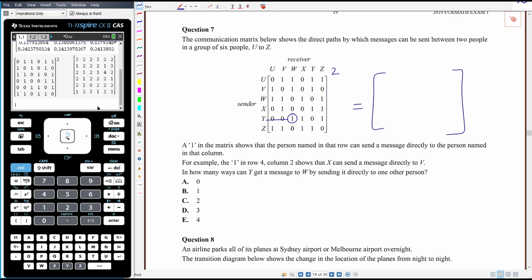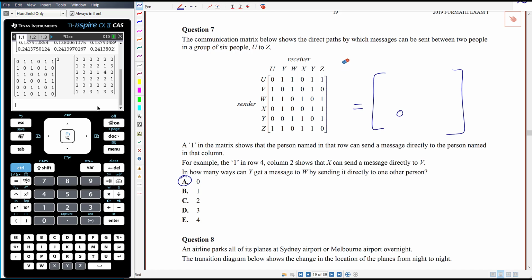So row 5, column 3. Row 5, column 3 is going to be 0. So there are actually no ways that Y can get a message to W by sending it directly to one other person, so option A. Now, given that it was a 6 by 6 matrix, it was a bit tedious to enter that in and have to square it in order to find that. So you probably could have just worked through the individual elements in the original matrix instead.